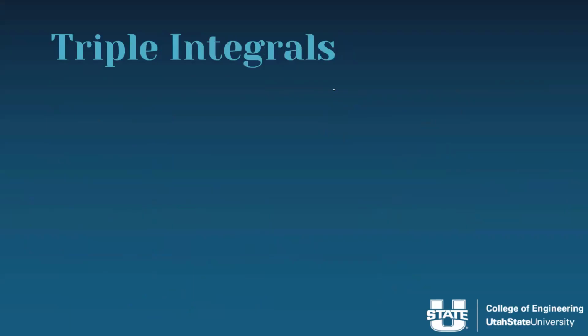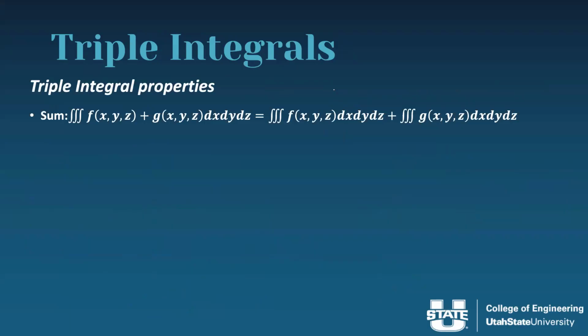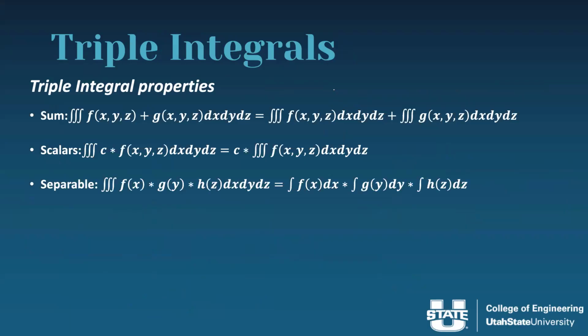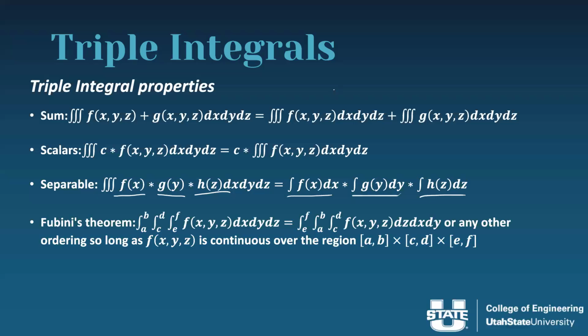Triple integrals. Very similar to double integrals, with the same rules. You can break them up. You can take constants, or scalars as they're called here, out of them. They're separable: if you have a function of x, a function of y, and a function of z, you can break it into 3 integrals. And again, there's a Fubini's theorem for 3 dimensions, in terms of the volume, AB times CD times EF for the x, y, and z bounds.